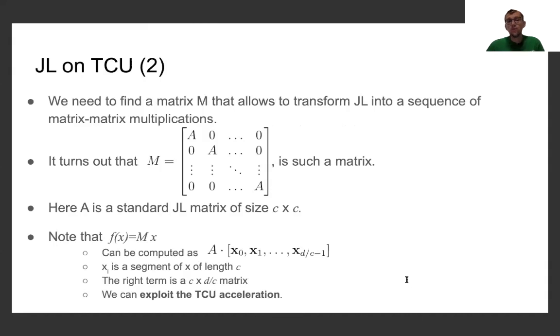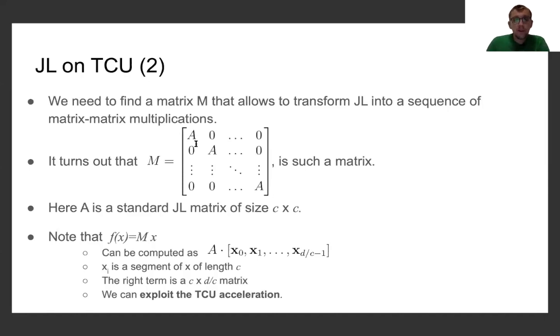So what we need to do is to find a matrix M that allows us to transform the JL into a sequence of matrix multiplications. And the trick is the following one. Take the matrix M defined as here in the picture. It's a block diagonal matrix where on the diagonal we have the matrix A repeated several times, and we have zeros otherwise. A here is a traditional JL matrix of size c times c, and you can construct this matrix A taking your preferred JL construction.